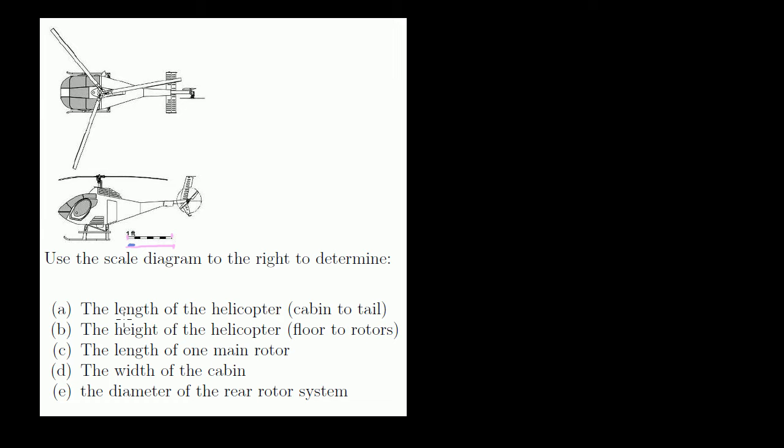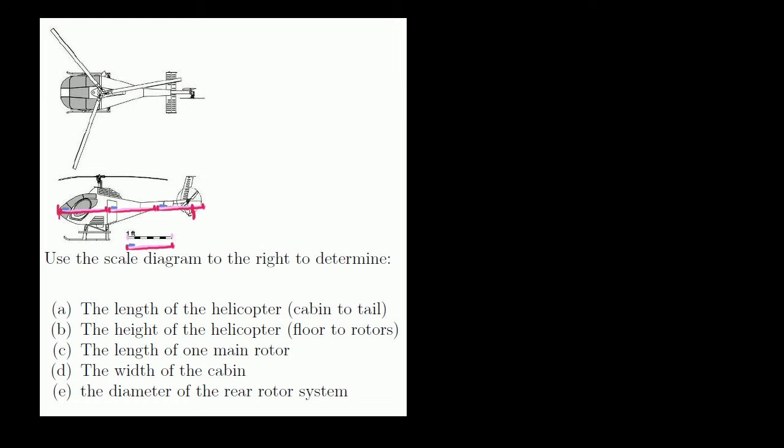So the first one, the length of the helicopter. That's from cabin to tail, that distance right there. Let's see how many of these things it is. If I copy that and then paste it, there's 1 right there. Edit, paste, 2 right there. And then edit, paste, and we get not quite 3. Almost 3, but not quite. We get about that far. So it looks like about 2.